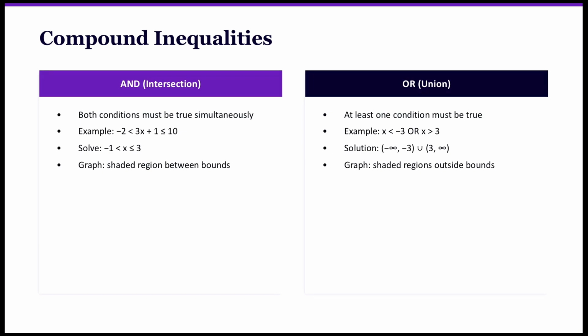Next, we'll talk about compound inequalities. There are two kinds of compound inequalities. The first one is an and inequality or an intersection. For example, negative 2 is less than 3x plus 1, which is less than or equal to 10. So for this, we're solving two inequalities. One is negative 2 is less than 3x plus 1, and 3x plus 1 is then less than or equal to 10.